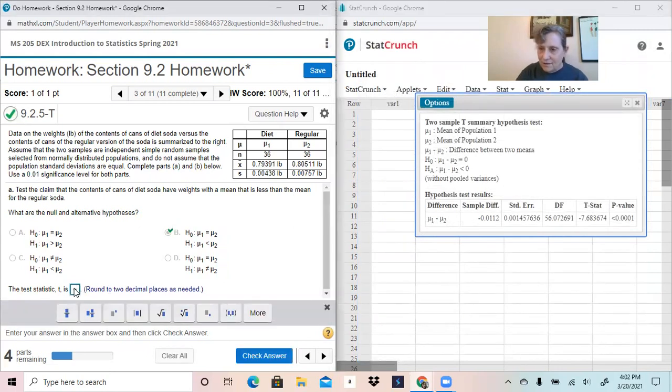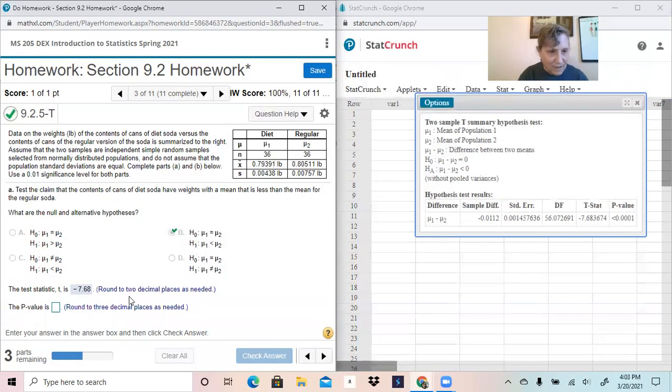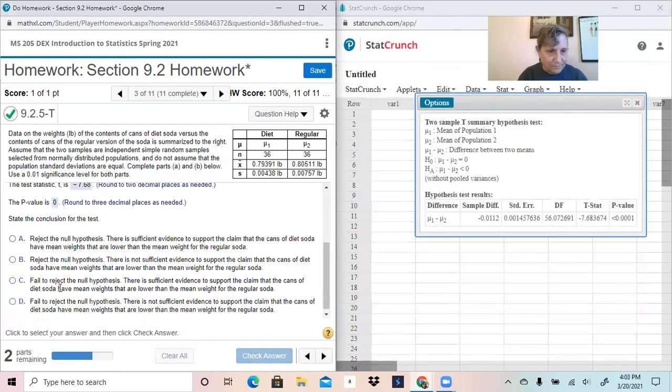So our T statistic gives 7.68, 2 decimal places. The P-value is less than 0.0001, so just put in 0. Since the probability is 0 that the null hypothesis is supported, then obviously we reject the null hypothesis. So there is sufficient evidence to support the claim that the cans of diet soda have mean weights that are lower than the mean weight for the regular.